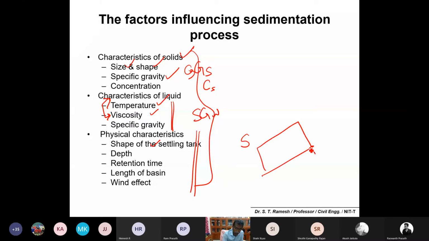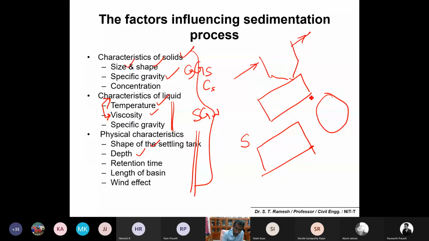Depth of the tank is important in the case of a circular or a rectangular tank. Imagine the particles coming into a rectangular sedimentation tank. You can divide the sedimentation tank into three different zones: the inlet zone, the outlet zone, and the sludge zone.